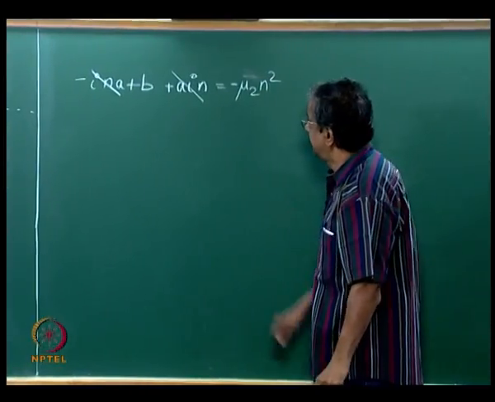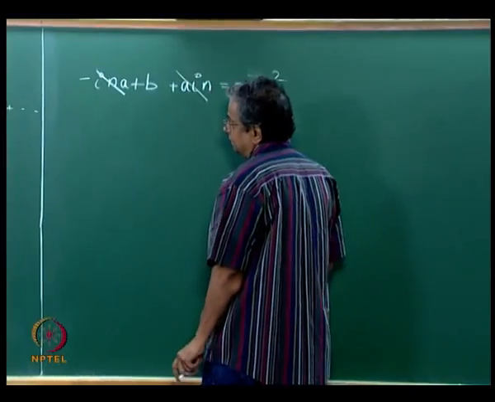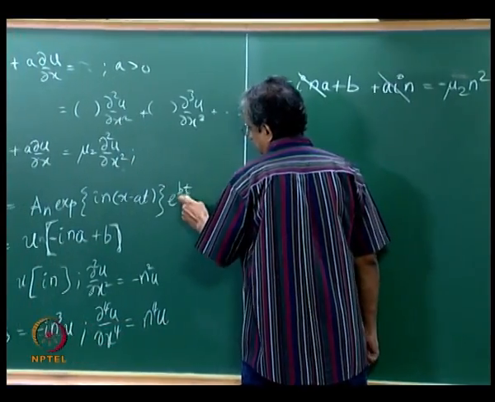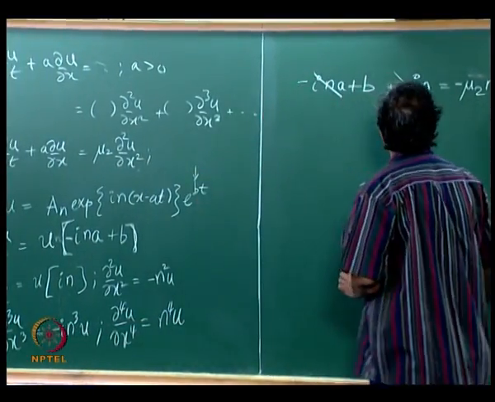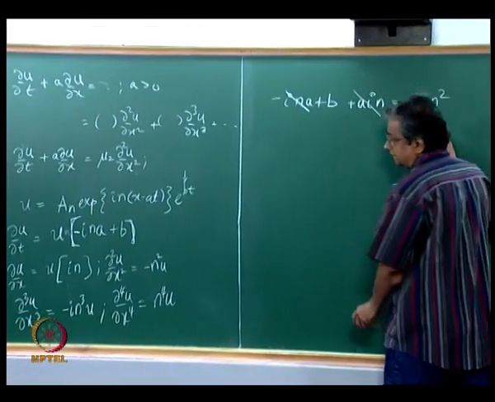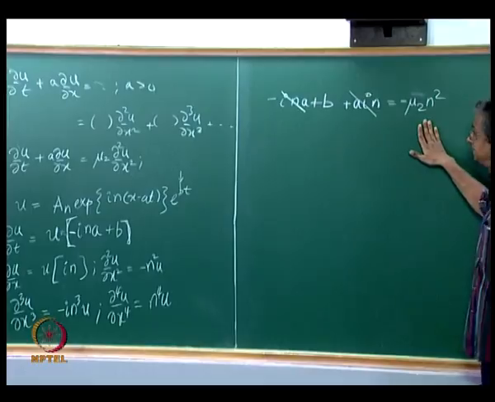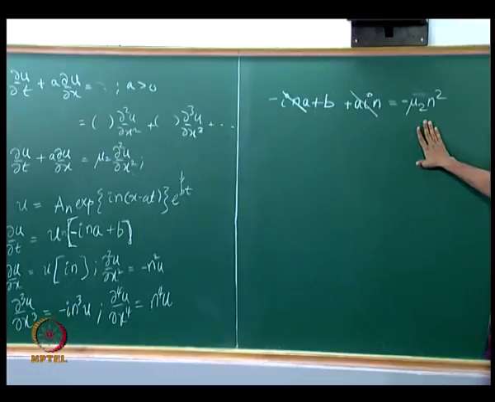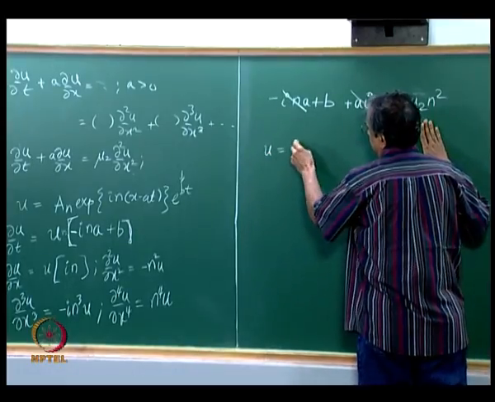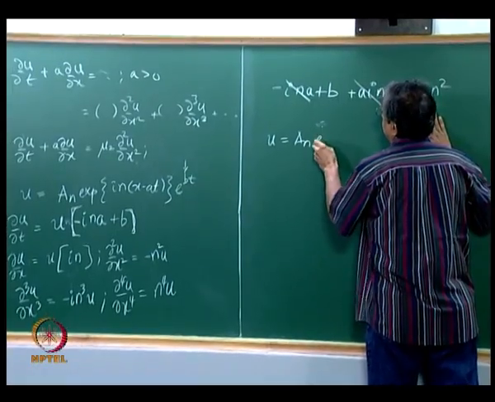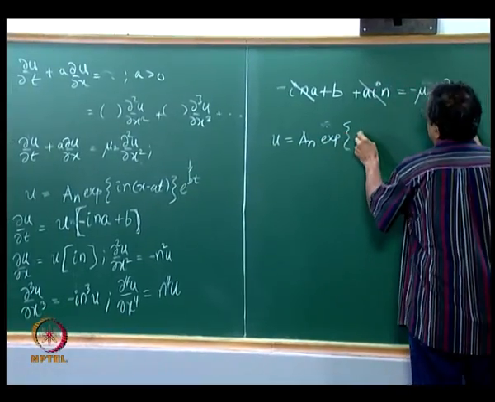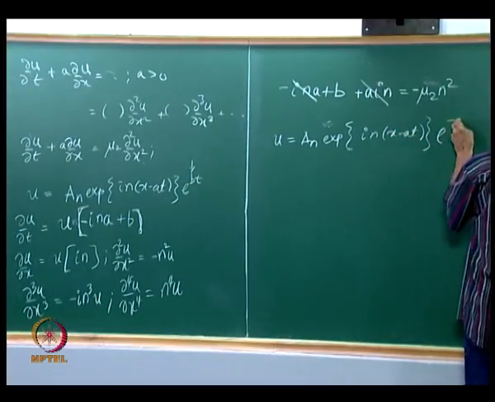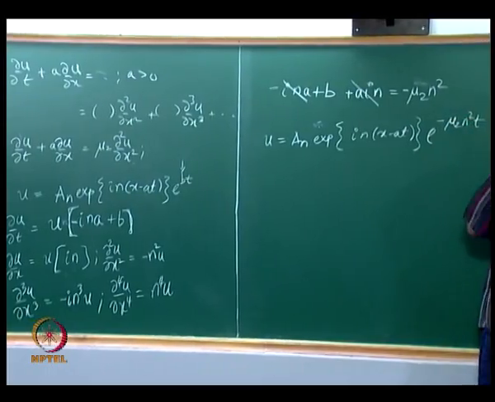Fine, that is b. So this tells me that for the equation that we have, the b here should be minus mu2 times n squared. So what is the implication of that? I will write u out as a n exponent, i n x minus a t, e to the power minus mu2 n squared t.